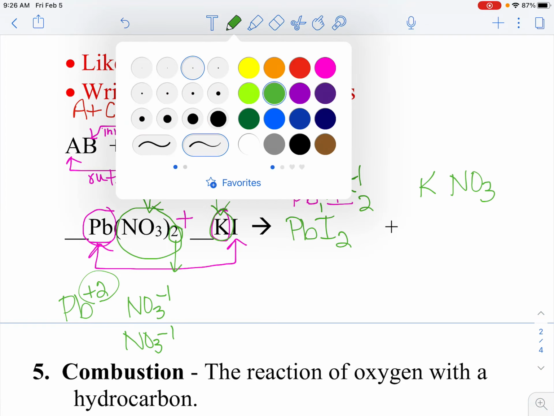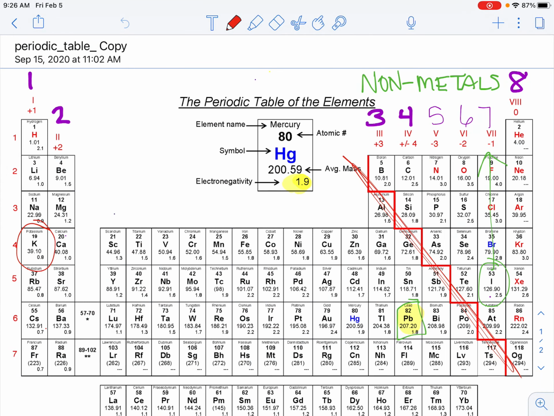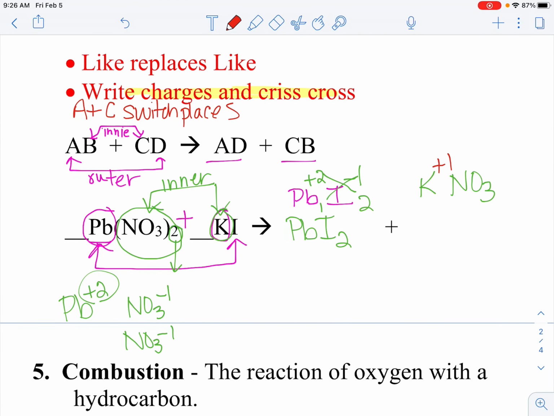Now we move on to potassium and nitrate. Potassium is here in the first column. K forms a +1 charge. And nitrate we already looked at on the left side. So you could look on your ion list, or you could just remember that we've already done that. So +1 and -1 cancel to just KNO3.